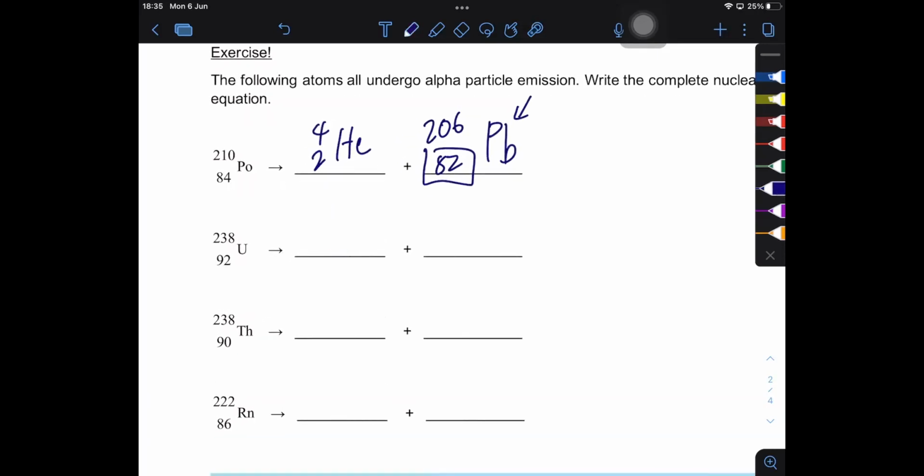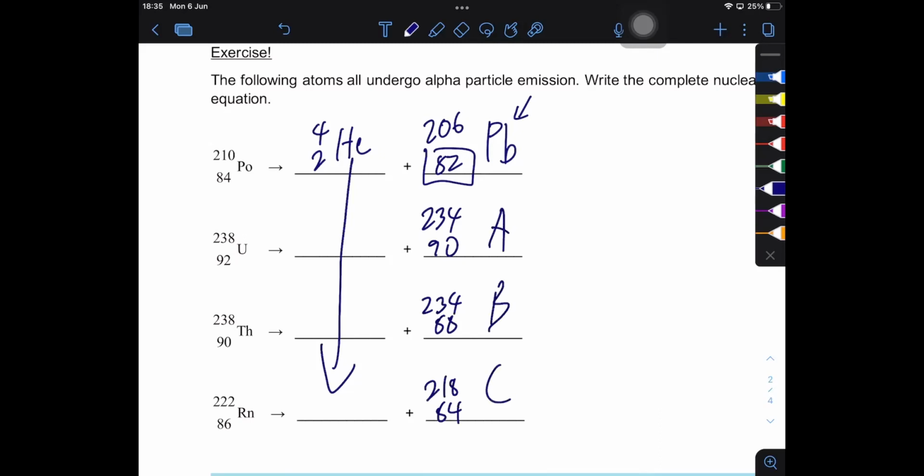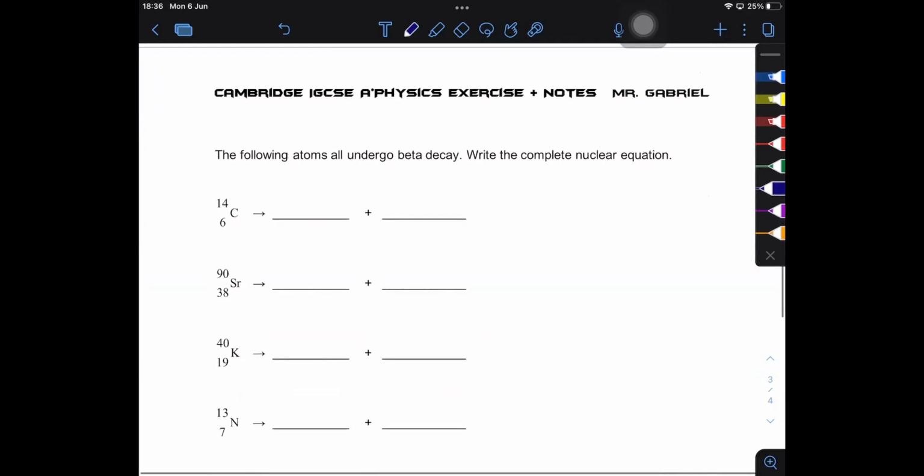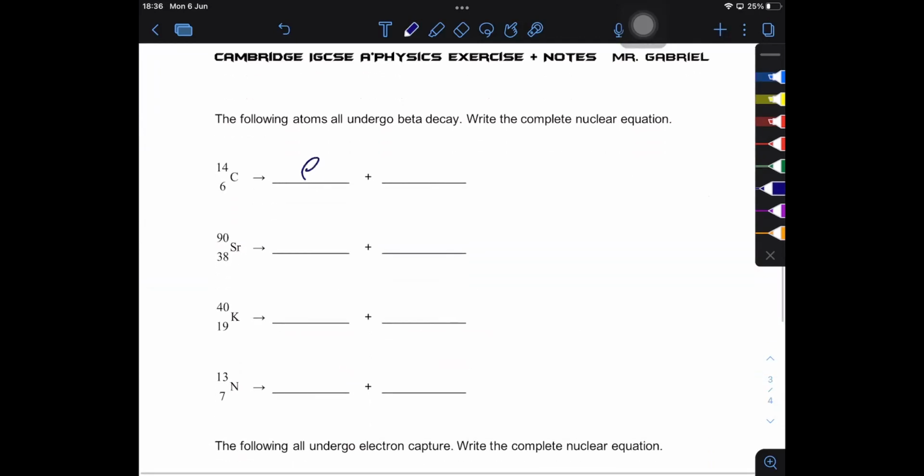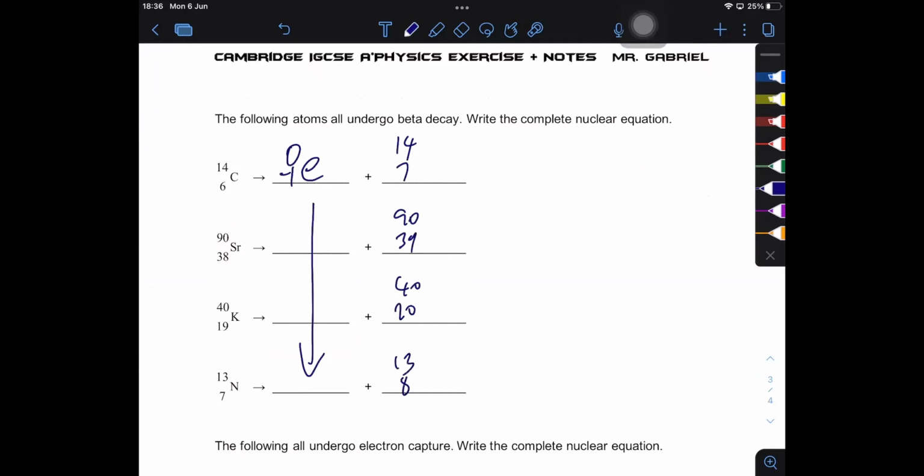Obviously all of it is going to be helium 4, 2, and all of it will be 234, 90, 234, and 88, 218, and 84. And then you could just write any random element, A, B, C, but bear in mind that there are definitely different elements, so don't just write X, X, X, X, X. Then after that, the beta decay one will be the exact same thing as well. All of it will be 0, -1 here, and then from here it will be 14, 7, 90, 39, 40, 20, 13. Electron capture is the other way around. Instead of decaying a beta, it's absorbing one beta, but it's out of your syllabus already. So just ignore it. So this one here, so like A, B, C, D.